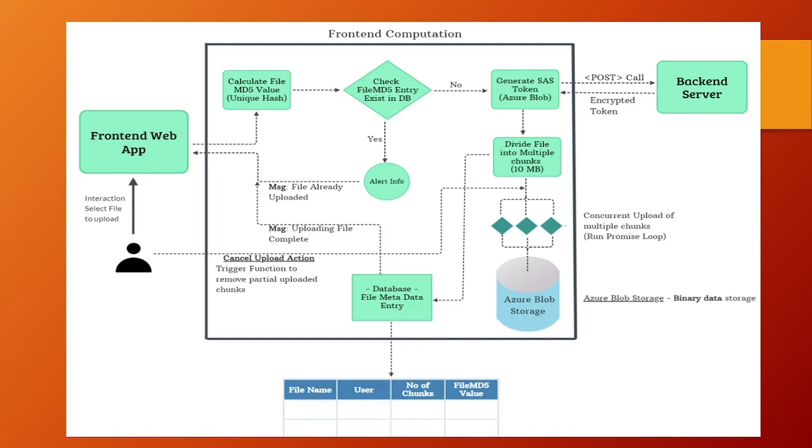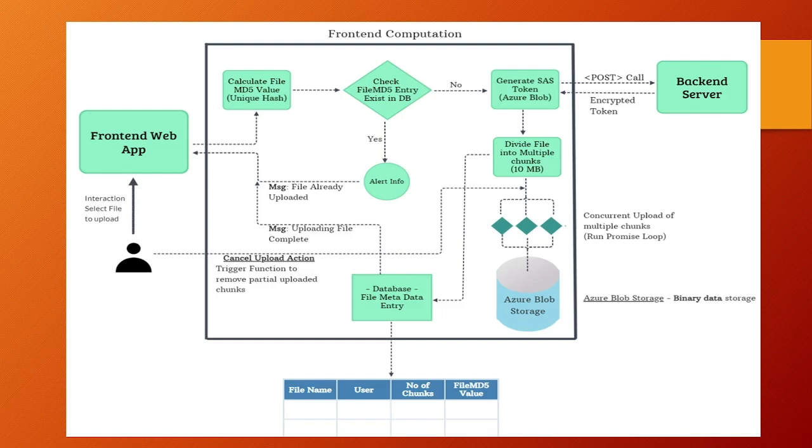If it exists, we send an alert to the user that the file is already uploaded. But if it is not there, we generate a SAS token. This is the prerequisite for Azure Blob, which you need to check. In order to get a SAS token, we make a POST call to our backend server, which gives us the encrypted token that we can use in our front end. That token helps us upload a file to the Azure Blob Storage. It does all the authentication and authorization for us.